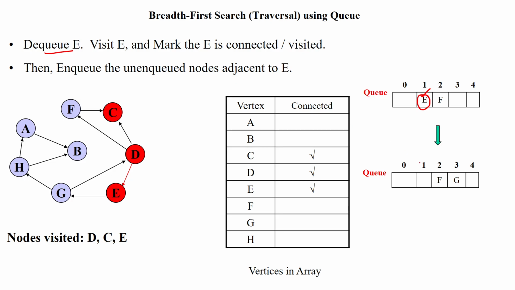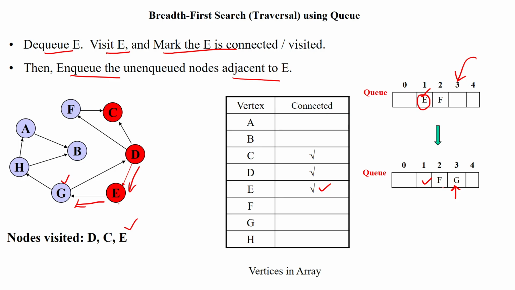So delete E from the queue. Yes, it is deleted. Then visit E. Yes, it is visited, so now we reached E. Then mark E as connected. Yes, E is marked connected now. Then enqueue the unenqueued nodes which are adjacent to E. For E, G is the adjacent node, only one adjacent node. It is unenqueued. Yes, you see, it is not available in the queue, and also it is not visited. So we can enqueue G into the queue.